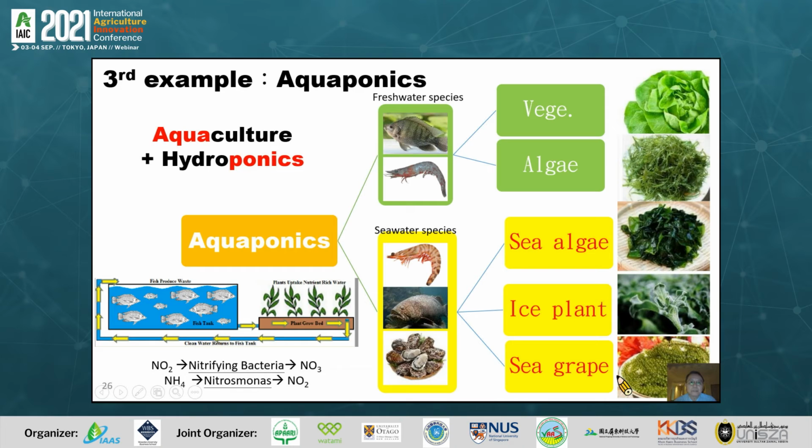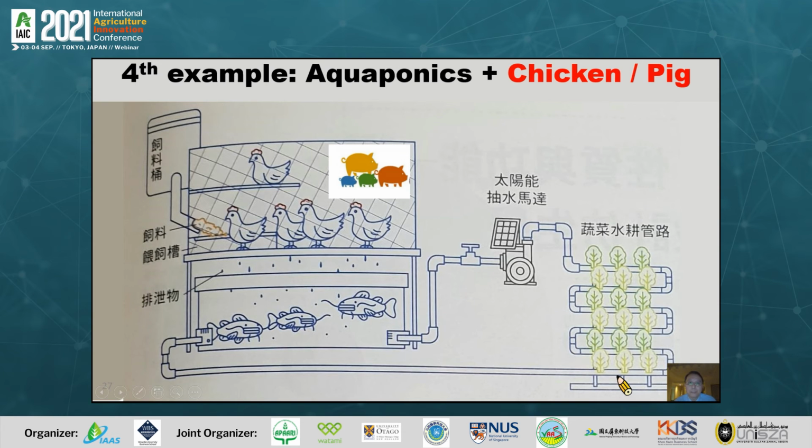The third example is the aquaponics system. In this system, we can have a freshwater system or seawater system. And there are three major roles in an aquaponics system. The first one is the plant, and then fish, and then bacteria. So we have three major roles in the system. And we can also add some animals in here. In this system, the feces from the animals dump into the water and grow algae, and the milkfish eat those algae as their food.